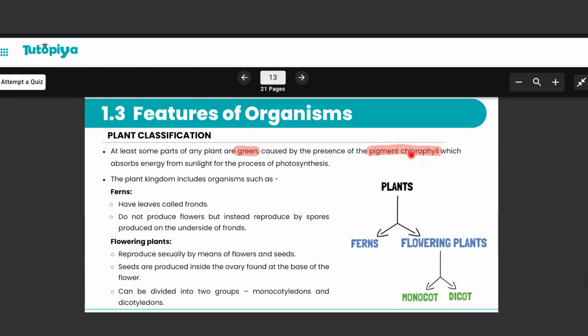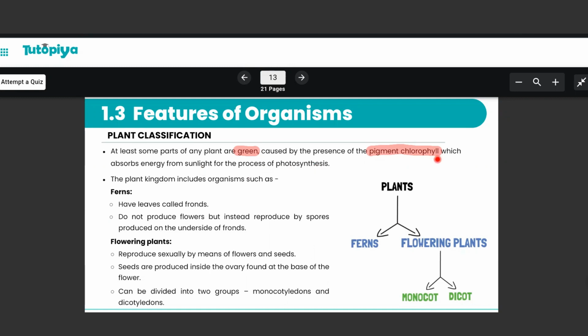So speaking of chlorophyll, what exactly is chlorophyll? Chlorophyll is basically a pigment, a green colored pigment. And the function of chlorophyll is to absorb light energy, which is needed for the process of photosynthesis. So all plants carry out photosynthesis, and for photosynthesis, light energy, sunlight is required, and chlorophyll performs the function of absorbing this sunlight.